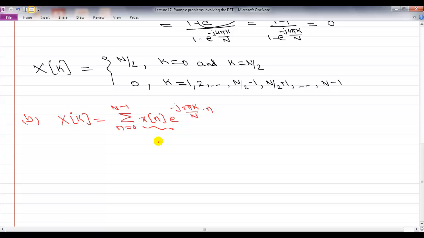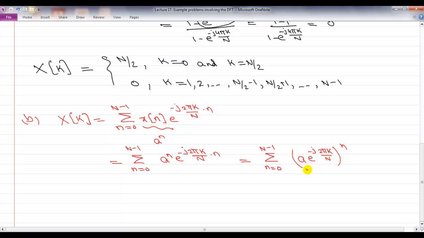My x[n] is a^n, so I get summation n from 0 to N minus 1 a^n e to the minus j 2 pi k over N times n. Again, you always want to turn it into a geometric series, so I write it as summation n from 0 to N minus 1 of a times e to the minus j 2 pi k over N, whole power n. So this is sort of my r. So I just now use the geometric series formula.